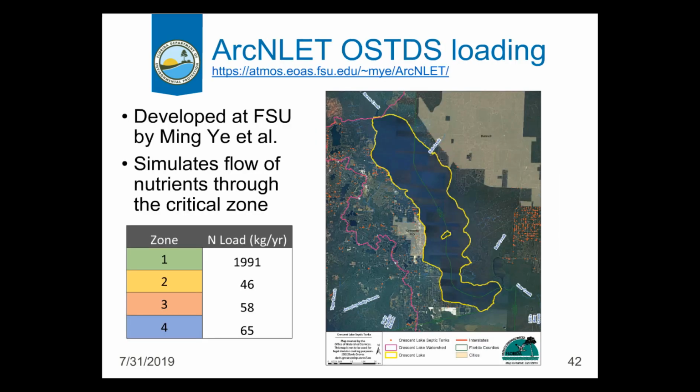And then as I mentioned earlier, there's what we call ARC inlet, which is the nitrogen loading estimating tool for OSTDS and septic tanks. It's a GIS-based model which was developed by Ming Yi at Florida State University, and he developed this model for DEP for us here in Florida. It basically uses a cell-based Darcy flow to model the movement of nutrient plumes coming from our septic tanks. Nearly all the phosphorus absorbs onto particles after moving through soil, so the ARC inlet really only calculates the nitrogen flux.